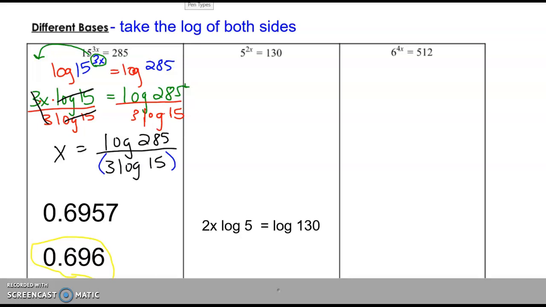All right, let's try this next one. Why don't you guys try the last two here? So take the logarithm of both sides. You're going to have to pull that exponent out front and then divide.